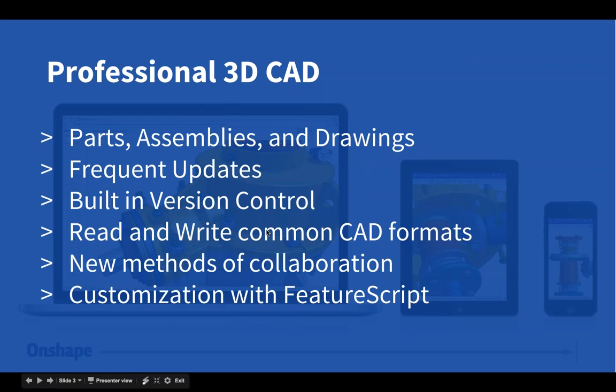Now, the other thing I always like to mention is, of course, we do consider ourselves professional 3D CAD. And when you think of professional 3D CAD, it's generally parts, assemblies, and drawings. And we do have all three pieces that make up a professional 3D CAD system. But there are a lot of things that are really unique about Onshape that I always like to mention, especially if you've come from a SolidWorks or Inventor or Creo or one of those types of typical installed CAD applications. The first is our frequent updates. With Onshape, roughly every 3 weeks, there's new functionality being added.